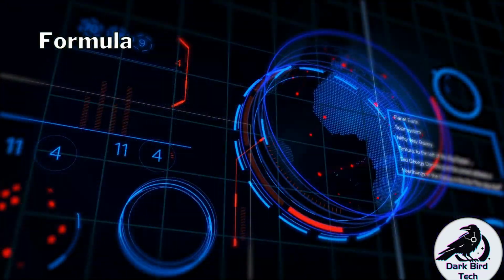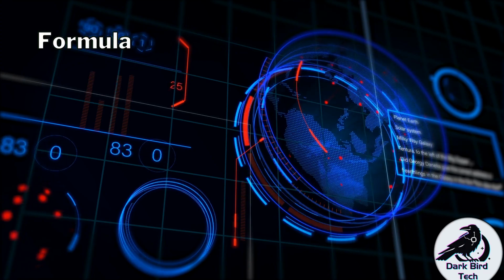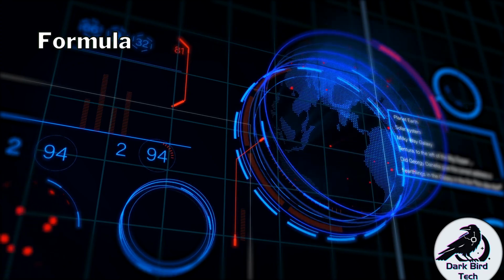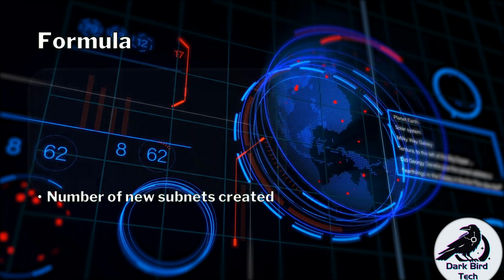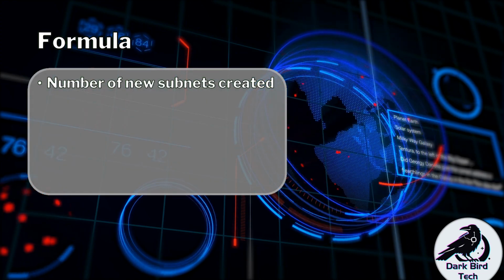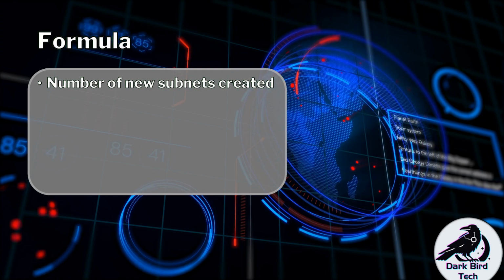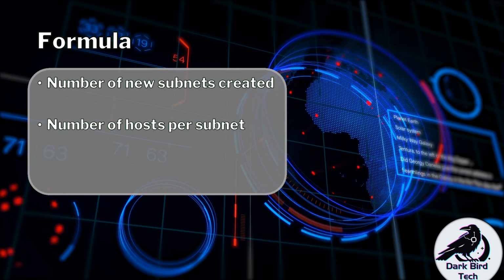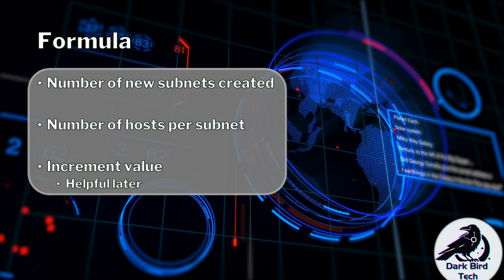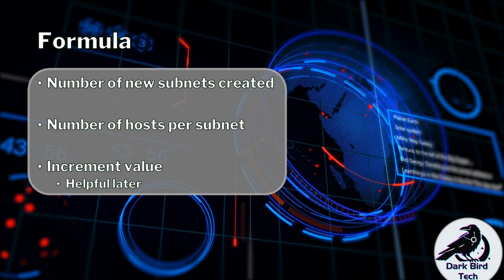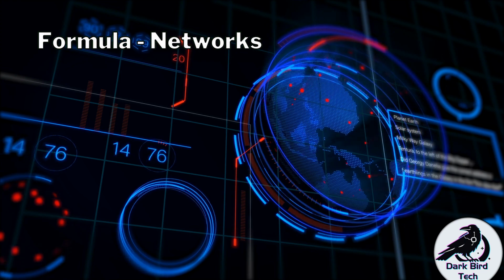Now, before we get into the messy stuff, let's have some formula that's going to make our lives a little bit easier as we're doing all of this work. These formula I want to show you are going to help us work out the number of new subnets we're going to be creating, the number of hosts we're going to have per subnet, and something called the increment, which is going to be very helpful later on. So first, let's deal with that network formula.